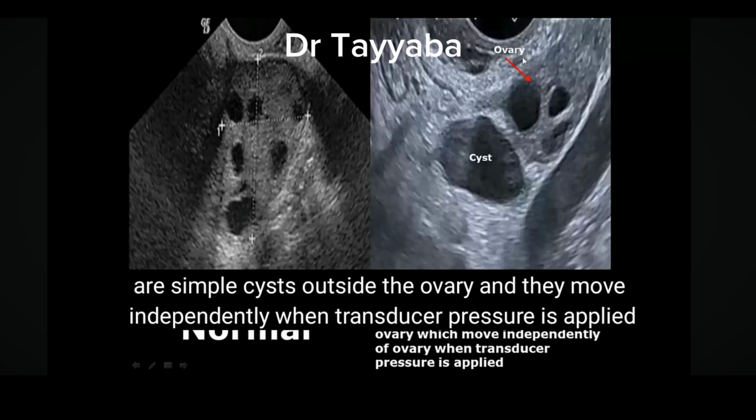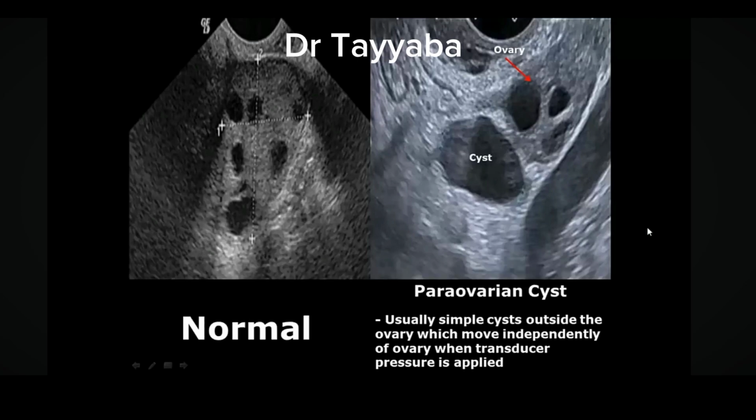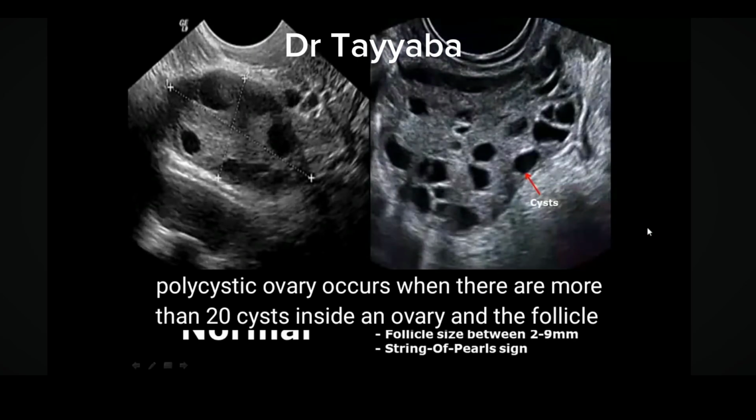Paraovarian cysts are simple cysts outside the ovary and they move independently when transducer pressure is applied.